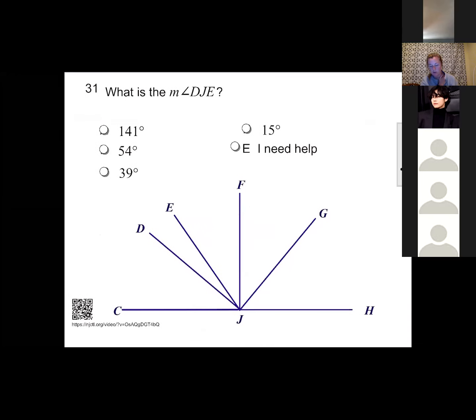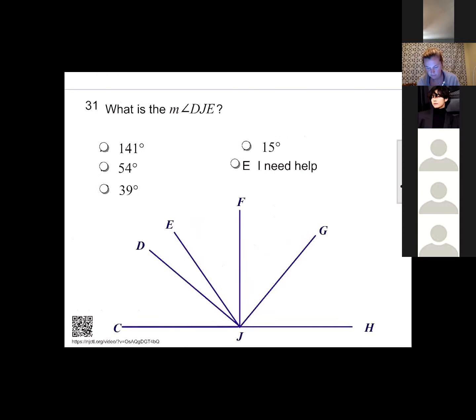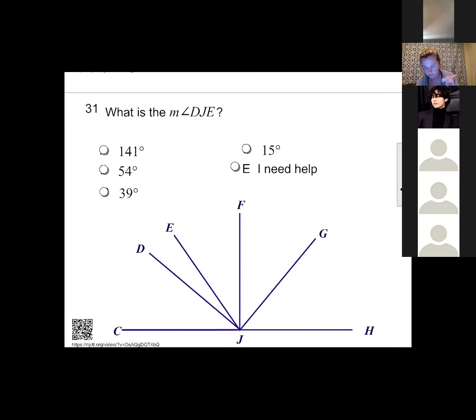Question 31, it wants DJE. Well, DJE, we look at that and that is pretty small. DJE is right here. So we know there's no way that it's gonna be that, right? It's pretty small. I'm not gonna guess which one it is because I already guessed wrong. Okay, well, come on, play. All right, here she goes.